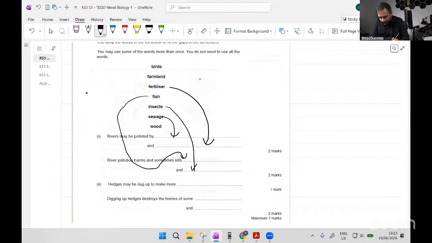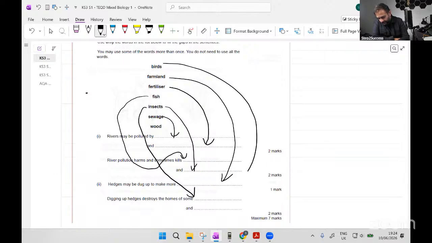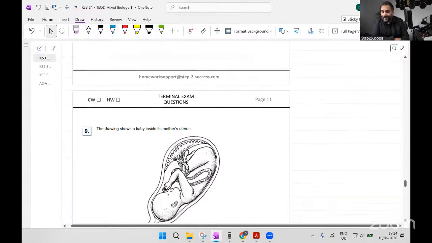Hedges may be dug up to make more farmland, must be. The reason you dig up a hedge is so that you have more space to grow things. Digging up hedges destroys the homes of some insects and birds, I think. They're the things that live in hedges, right? Potentially. Sorry, I'm not writing all these in. But that is question eight, all done.